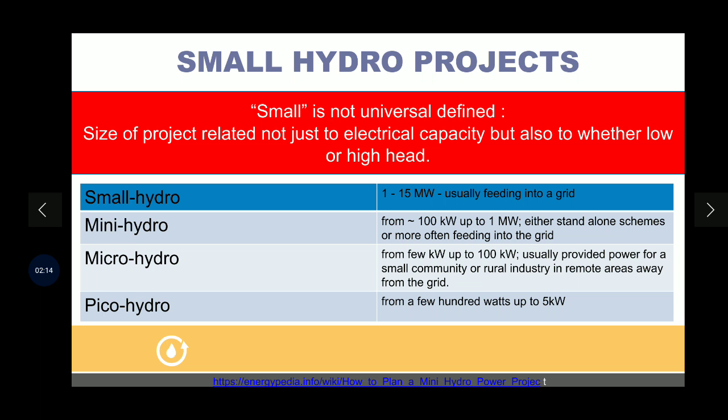Mini hydro generates 100 kilowatts to 1 megawatt. Then a micro hydropower plant generates up to 100 kilowatts. Then the pico hydropower plants generate a few hundred watts up to 5 kilowatts.